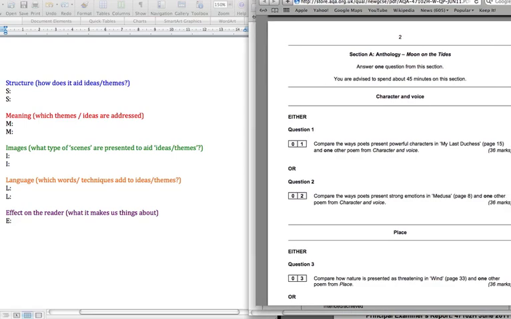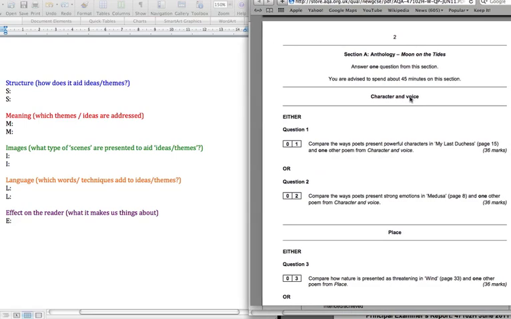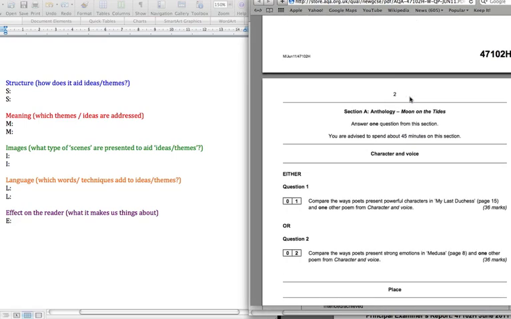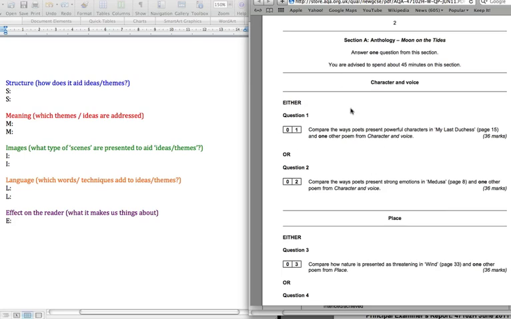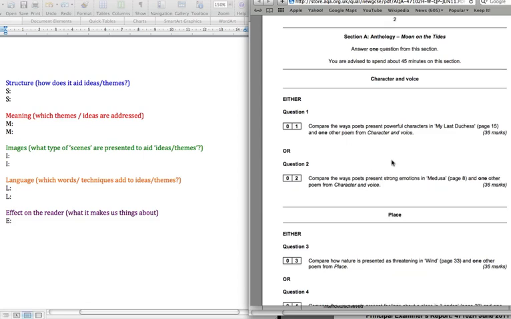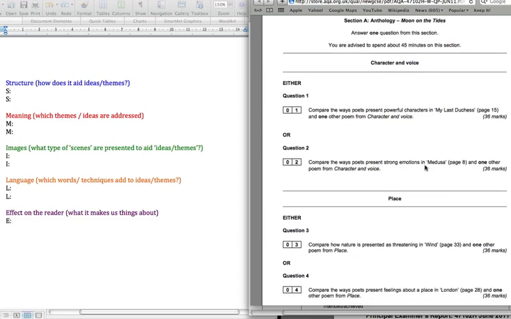So we look then at the question paper from last year, and let's just see whether this would satisfy. I'm going to go through maybe 10 just to show you. Compare the ways in which the poet presents powerful characters. So here we could be looking at the images and the language and how they're presented through what they're actually doing. Compare the ways strong emotions are presented.